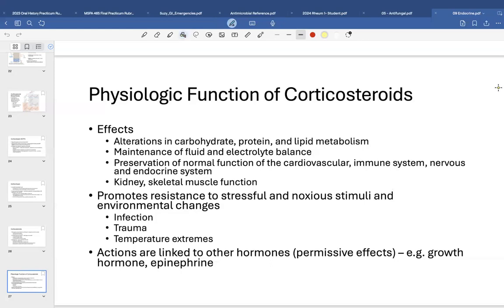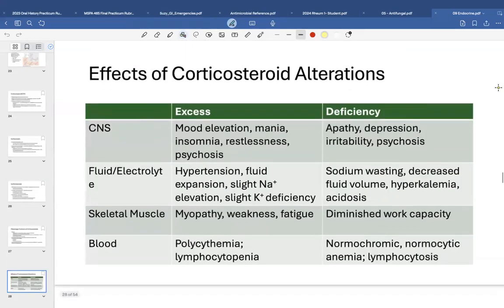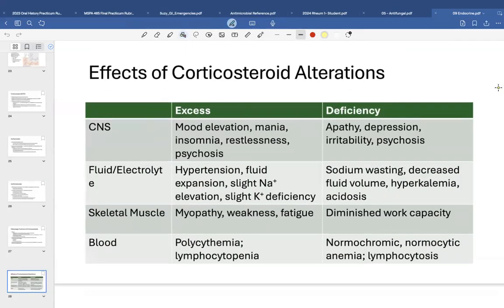Fluid and electrolyte side, again, most of this is regulated by aldosterone. You can get hypertension, fluid expansion. Aldosterone again tends to make you hold on to sodium and fluids. Whereas deficiency, hypoaldosteronism, causes sodium wasting, decreased fluid volume, hyperkalemia, and acidosis.